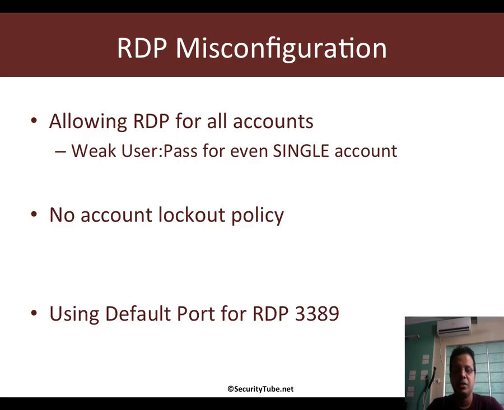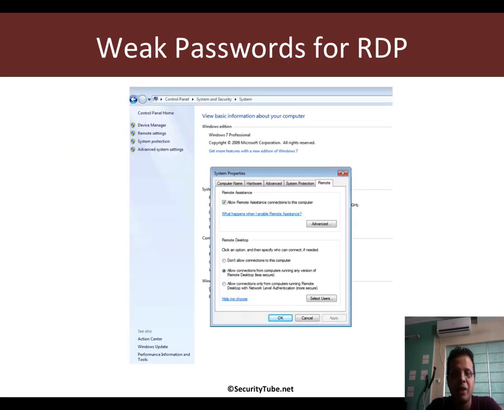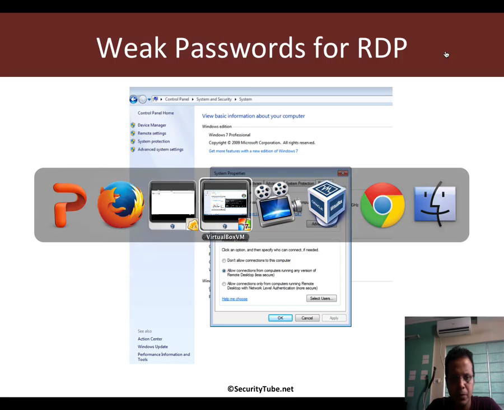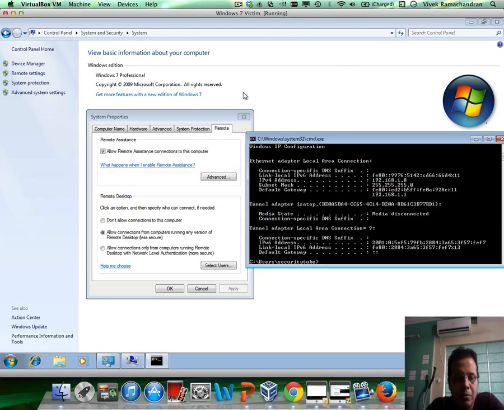Anyway, the service in question here is running on our Windows 7 machine, and RDP is enabled. The way you can do it is from your Control Panel, go to System and Security, then System, click on Remote Settings and enable RDP. I have a weak account on the system, and by default RDP gets enabled for all users. So the weak account has the username securitytube and a weak password.